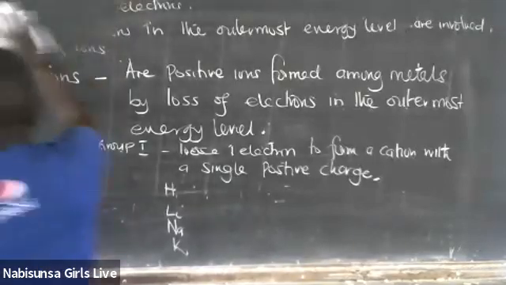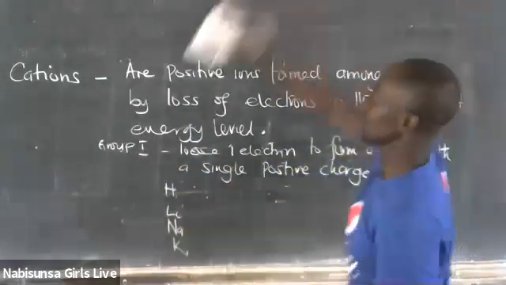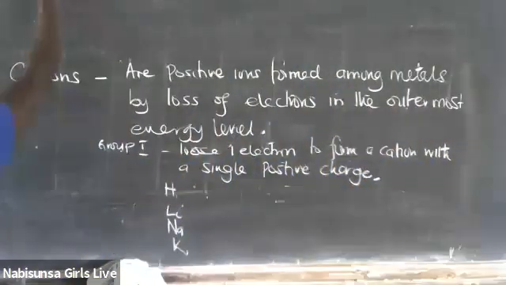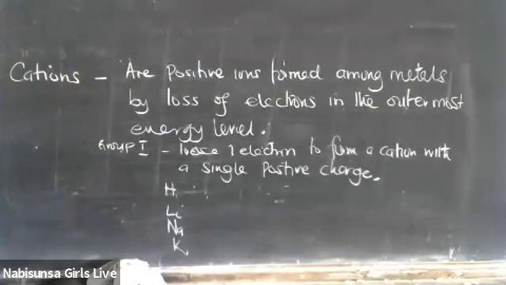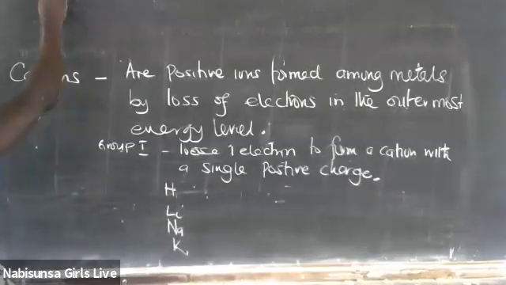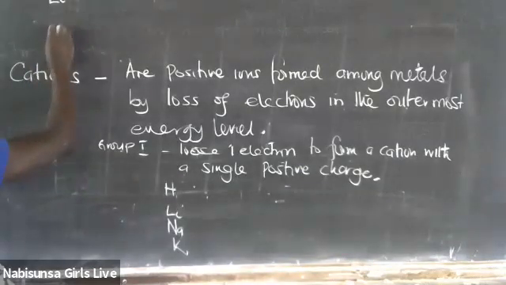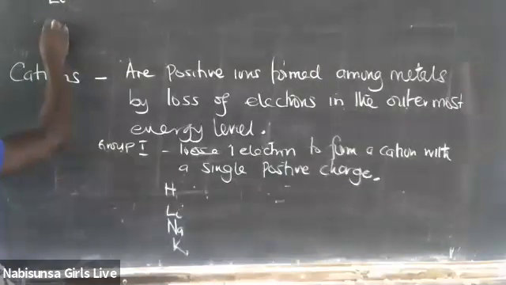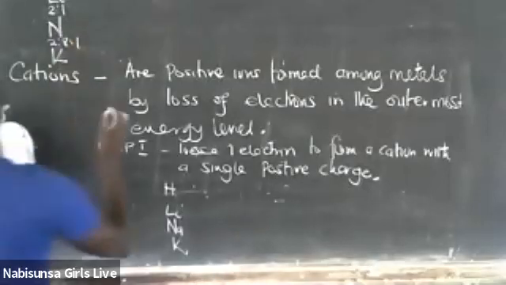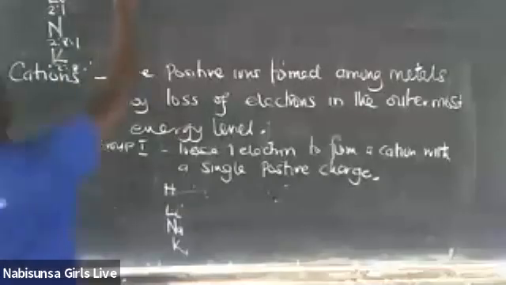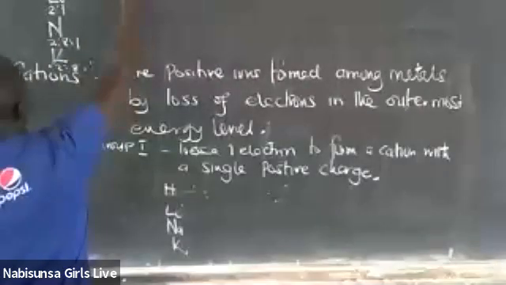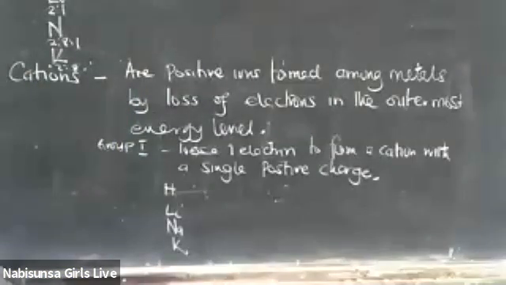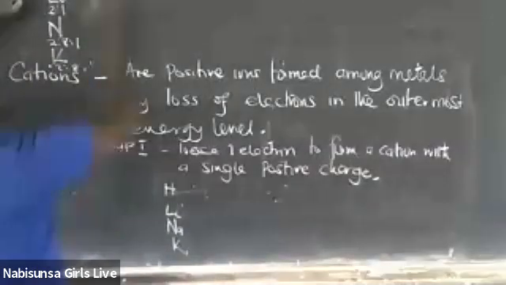So allow me to erase this part to give you a guideline on the assignment that you are going to do. For example, we had hydrogen, lithium, sodium, and potassium in group 1. Hydrogen has 1 electron, lithium 2, 1, sodium 2, 8, 1, potassium 2, 8, 8, 1. Having lost 1 electron, hydrogen becomes H plus, a single positive charge. The electronic configuration now doesn't have an electron, it's 0.